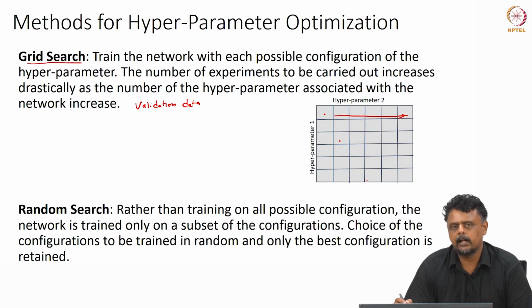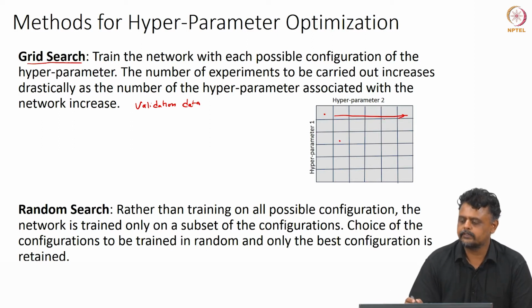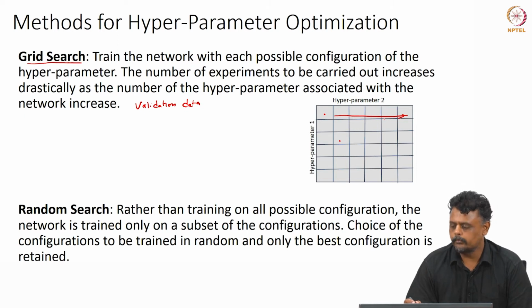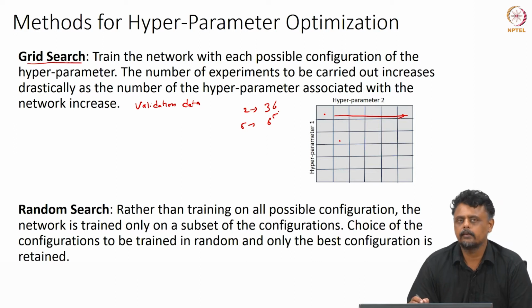However, as the number of parameters increases, the number of times that you have to do this experiment goes up exponentially very quickly. It is very easy to see here. You have 2 parameters, and 6 values for each of them, so you have to do 36 experiments. If you have 5 parameters and each of them has 6 values, that is 6 raised to 5. So the number of options, and the number of operations, increases.